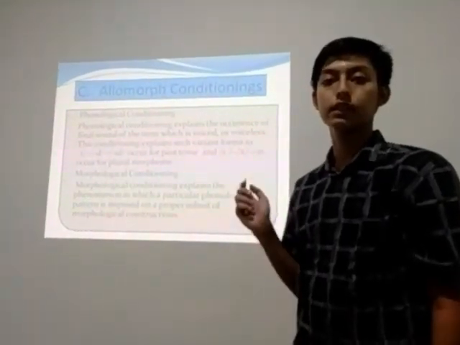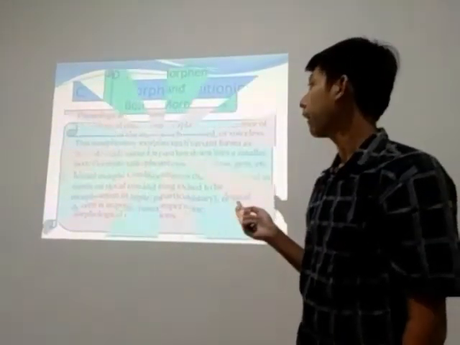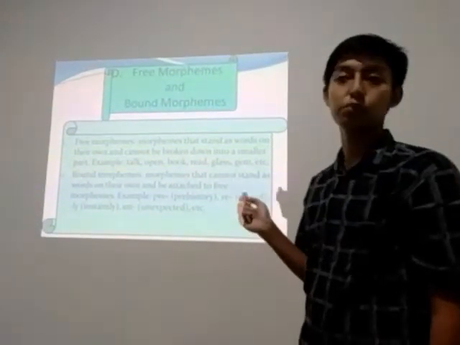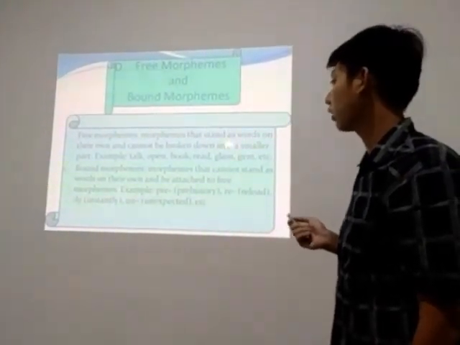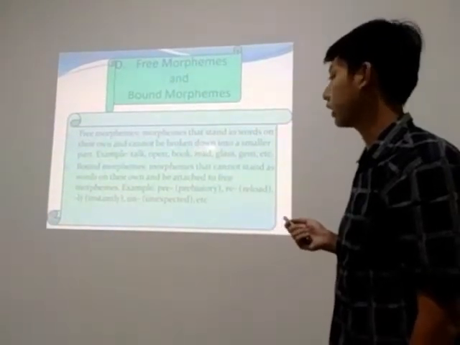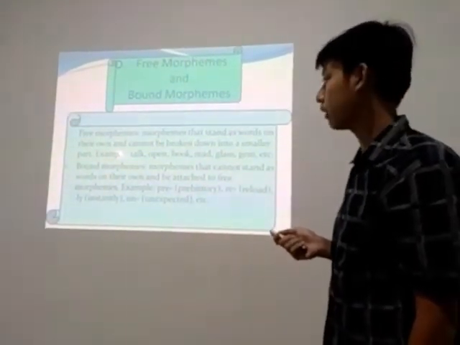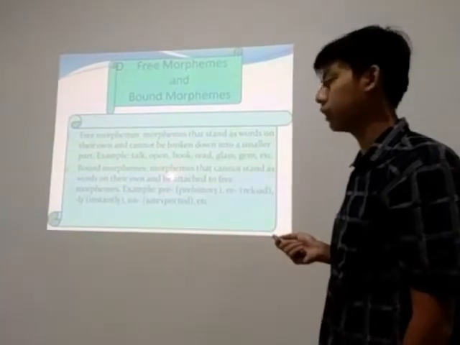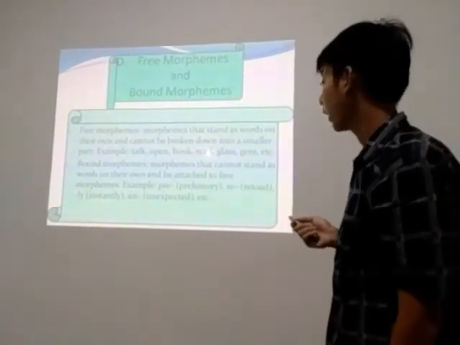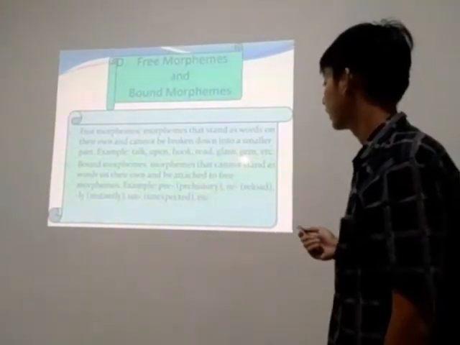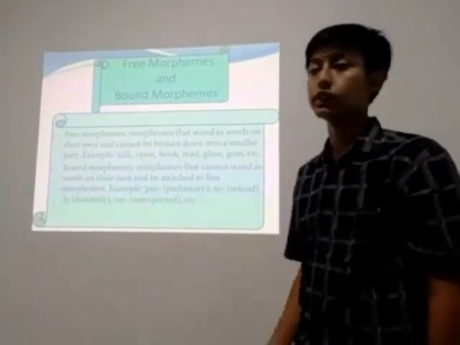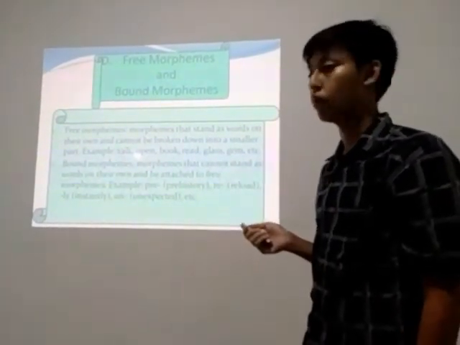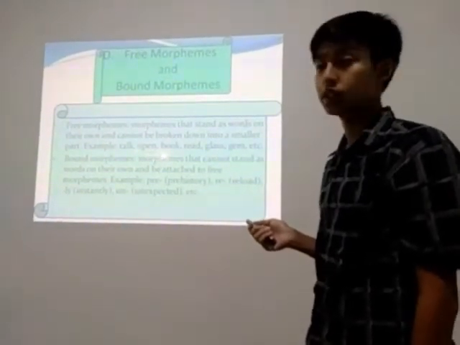Next, let's talk about the next topic: free morphemes and bound morphemes. Free morphemes are morphemes that stand as words on their own and cannot be broken down into smaller parts. For example, talk, open, book, read, glass, jam, and many more. Actually, they are only the base forms of verbs and nouns.